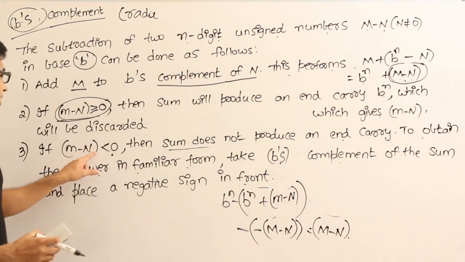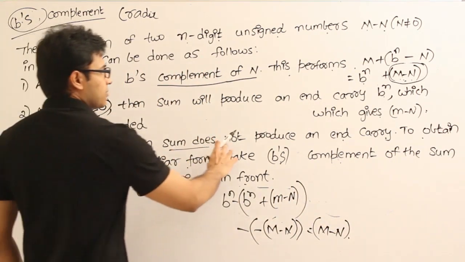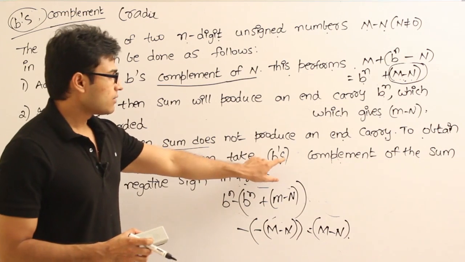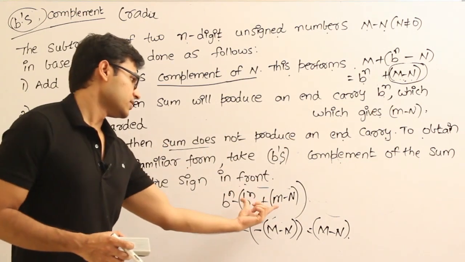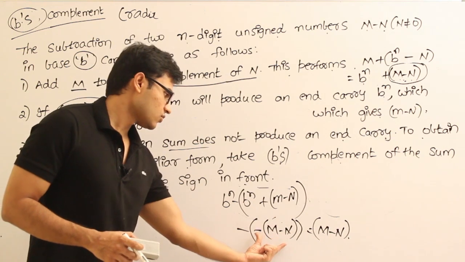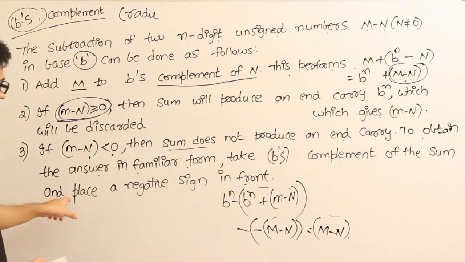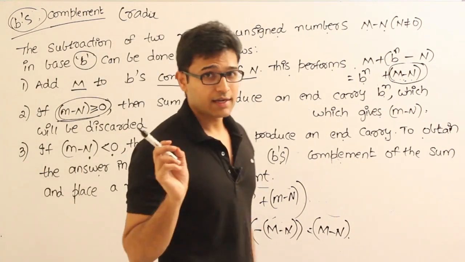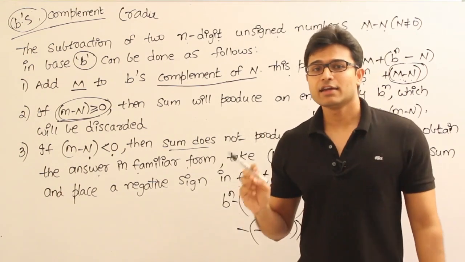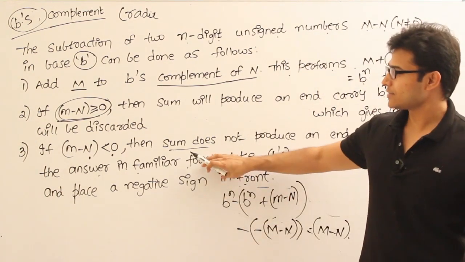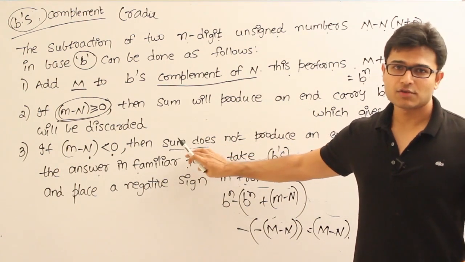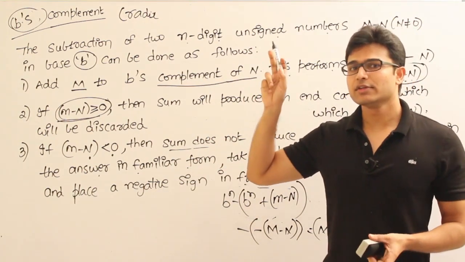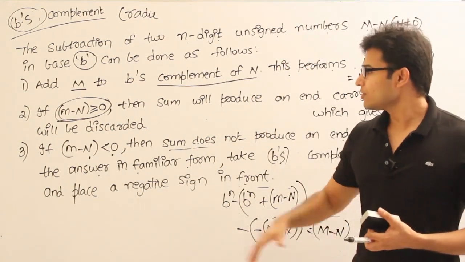Now check this. If m - n is less than 0, then the sum does not produce an end carry. To obtain the answer in familiar form, take the B's complement of the sum, which is going to give us the negative of (m - n), and place a negative sign in front. That is how we do it. Again, keep in mind, we are dealing with only unsigned numbers. I didn't get into signed numbers, therefore you will not understand this form. Whatever answer you get in the third case, you will not understand it. That is why we are converting the answer. Later, once we deal with the complement number system in detail, you will not do all this.